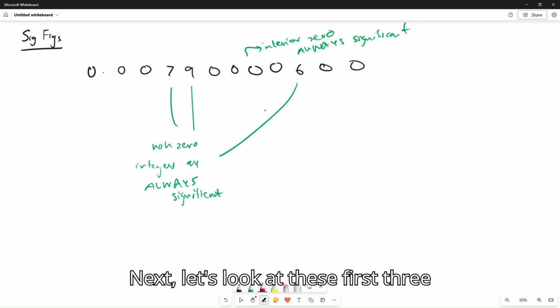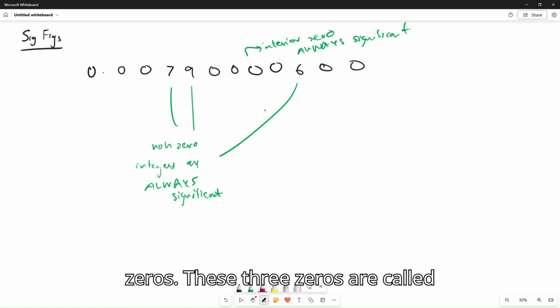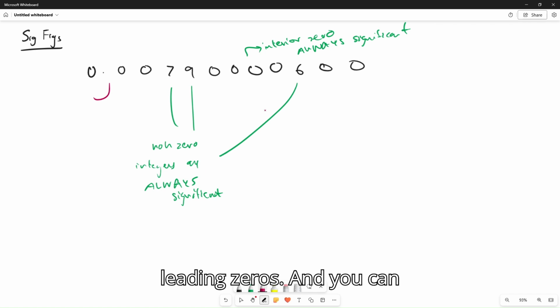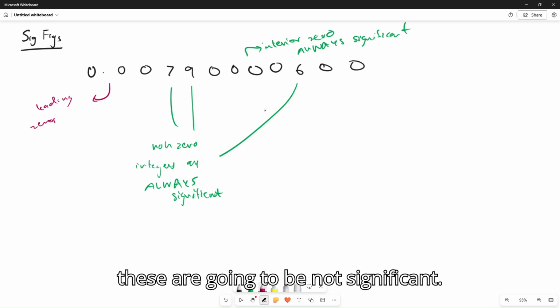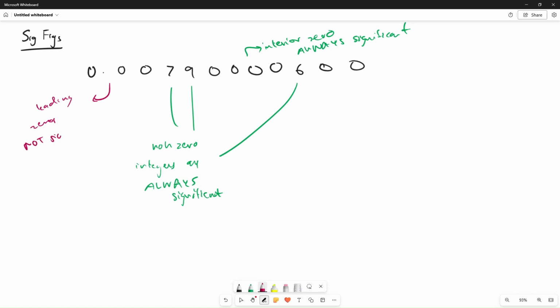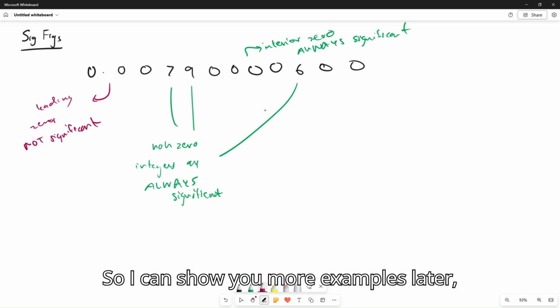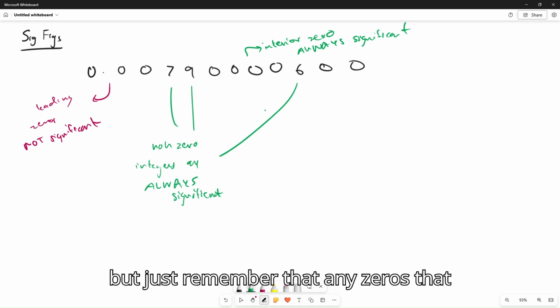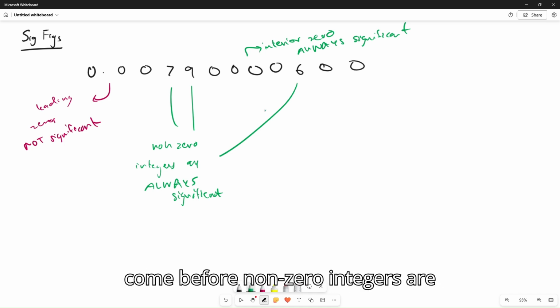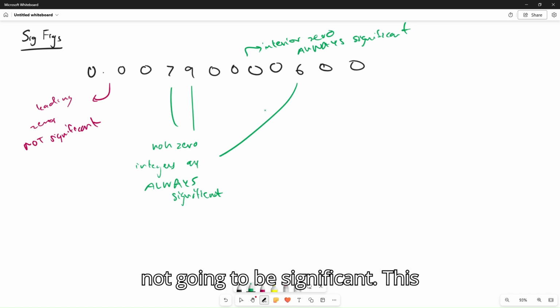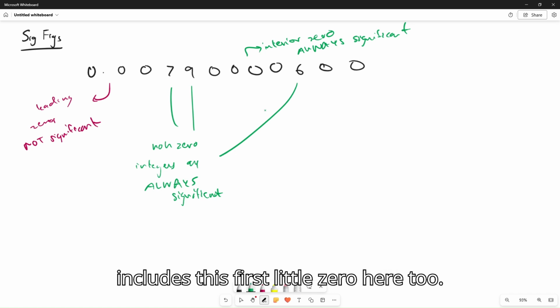Next, let's look at these first 3 zeros. These 3 zeros are called leading zeros. And you can tell by my red color that these are not significant. I can show you more examples later, but just remember that any zeros that come before non-zero integers are not going to be significant. This includes this first little zero here too.